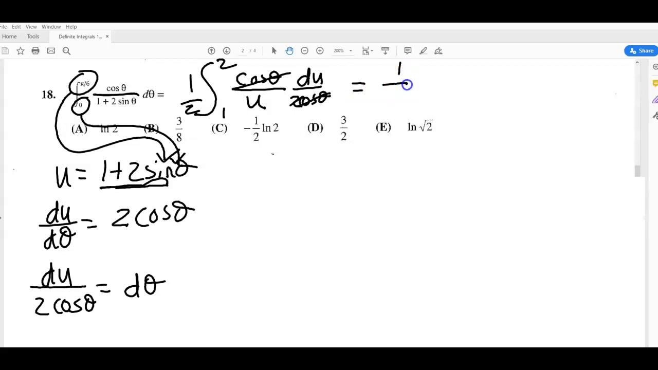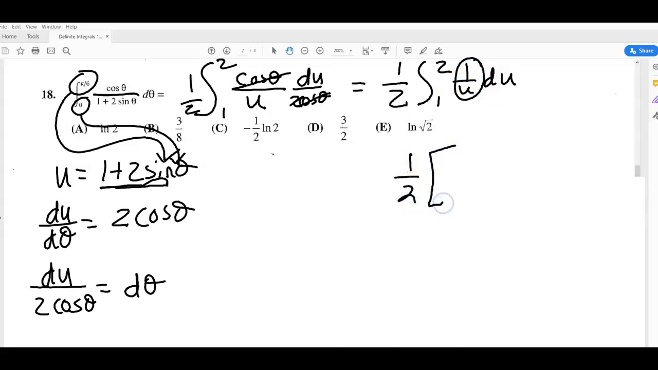So now we have the clean version. The integral of 1 over u is ln of the absolute value of u. And our limits are 1 to 2. Let's plug in our numbers there.